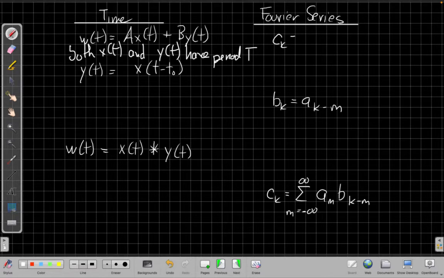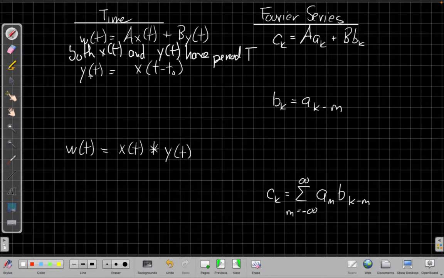That linearity holds for the Fourier series, so I have the same adding and scaling of the Fourier series coefficients, right? So the coefficients for w of t, the c sub k's, are a times the a sub k's plus b times the b sub k's.